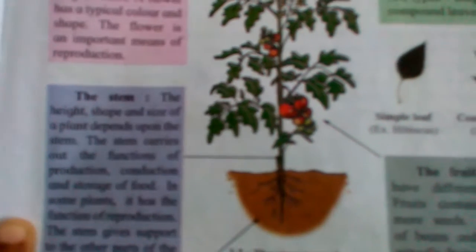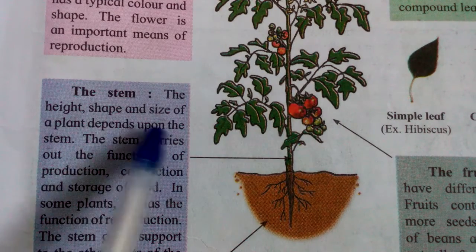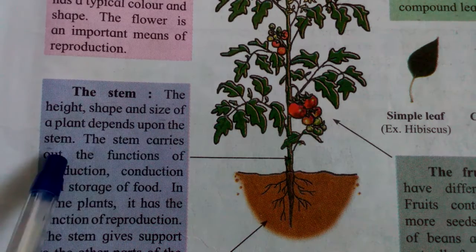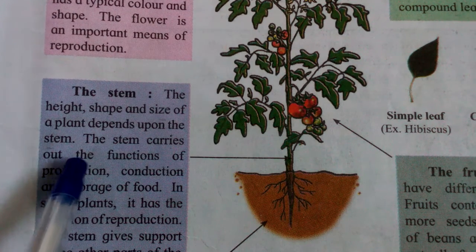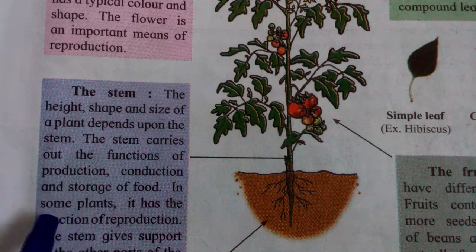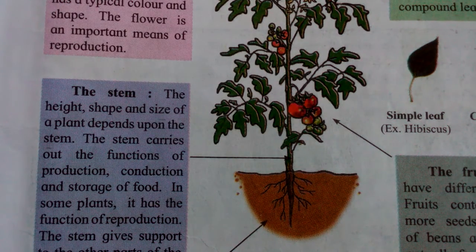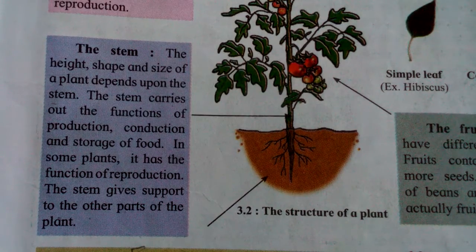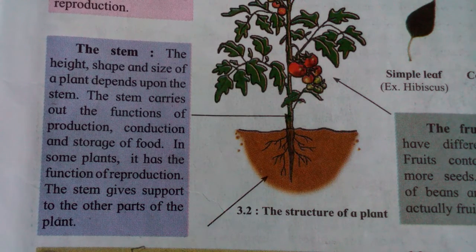Then after root the stem is there. See, the height, shape and size of a plant depend upon the stem. The stem carries out the function of production, conduction and storage of food. In some plants it has the function of reproduction. The stem gives support to other parts of the plant.